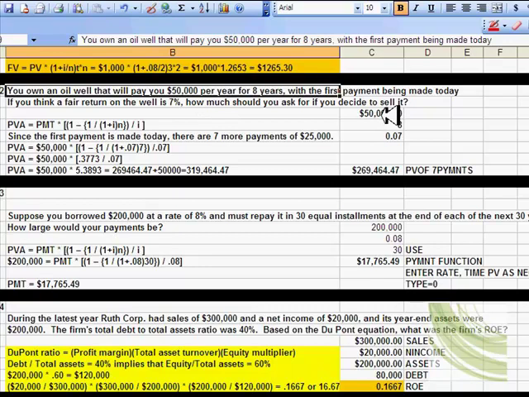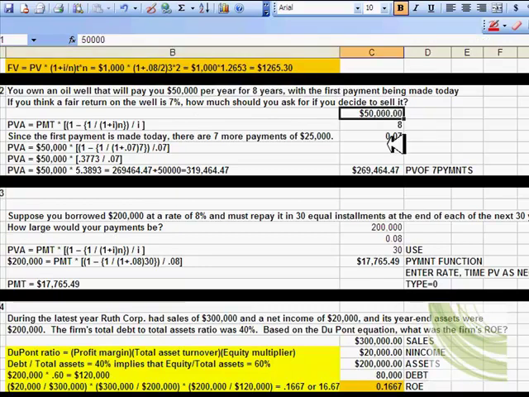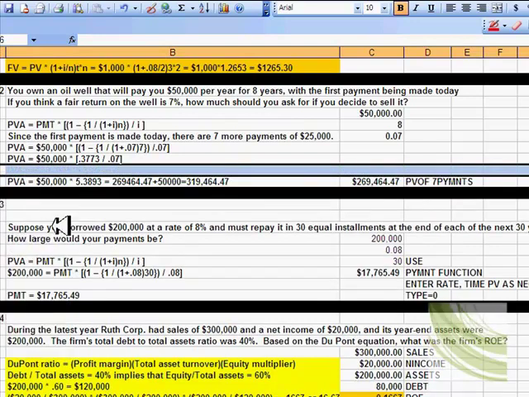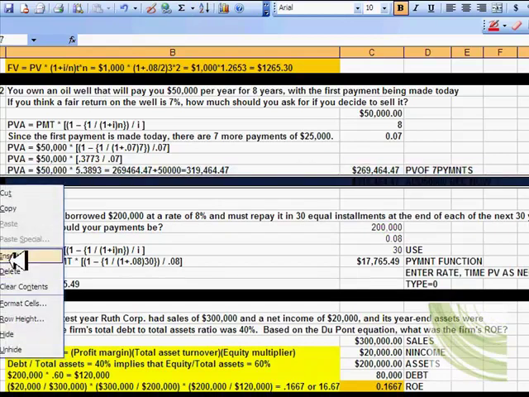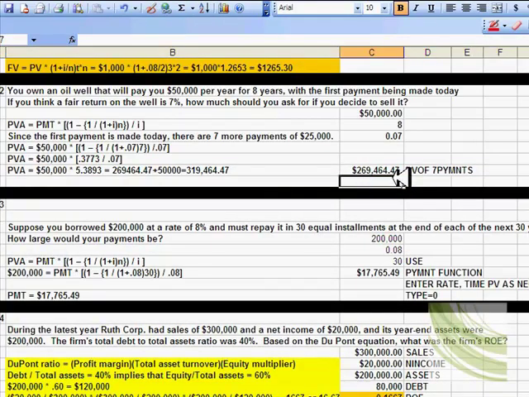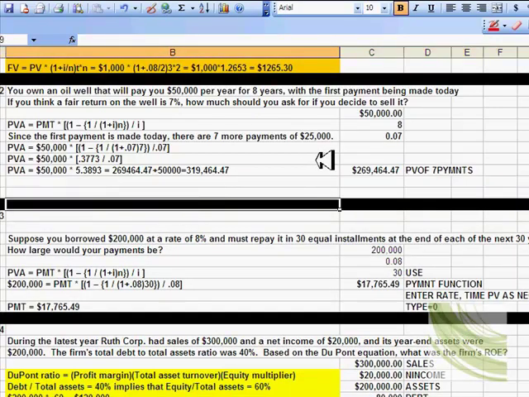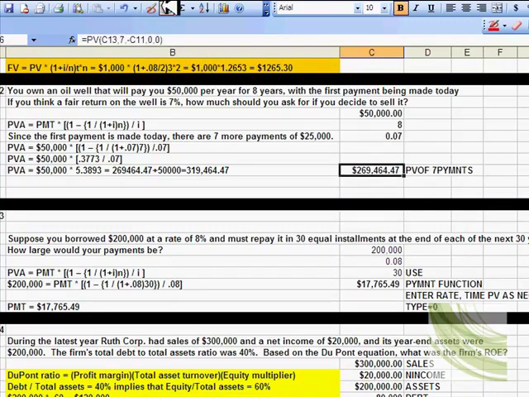So discounted at the rate of 7%. Here you have $50,000. Enter that. This is the number of years that you will be receiving the payment, and that's the interest rate. So first calculate the present value of all these payments. Okay, let me insert a row right here. And I'll insert another row because I see that something else is missing in there. Now to calculate the present value of these 7 payments, you click on the function wizard.